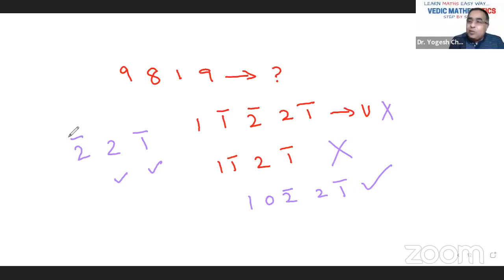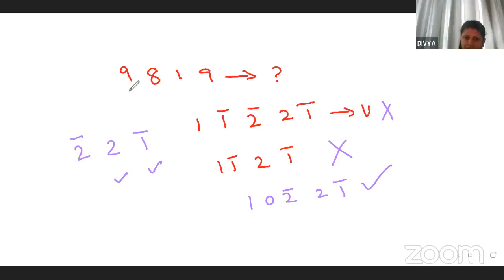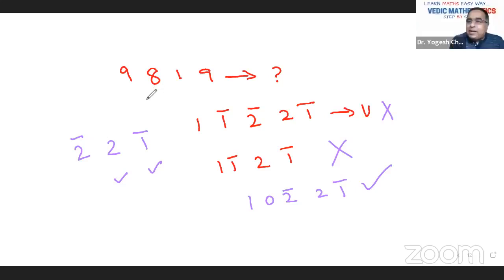Perfect. What after that? It's greater than 9, so we can go for R2B. 9 minus 9 is 0. And initially, since it was 9, you had to have this 0. So R2A says this. So 1, 0, 2 bar, 2, 1 bar is the correct answer.